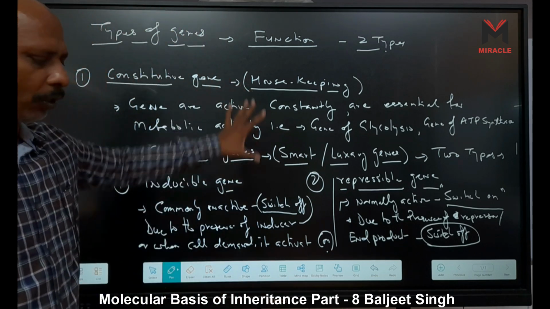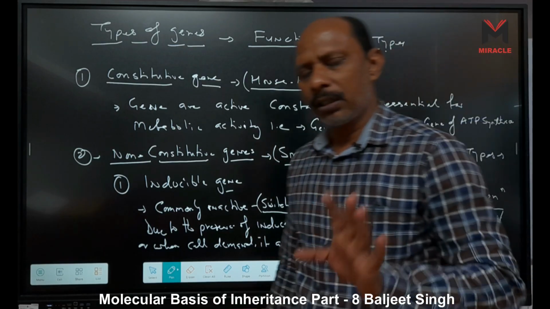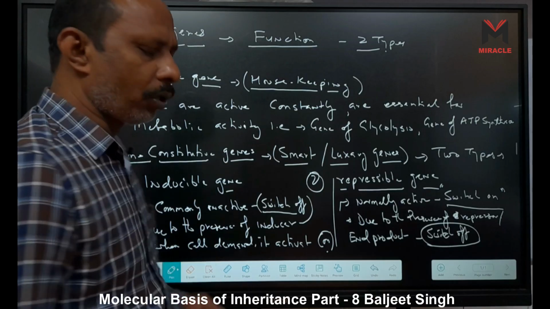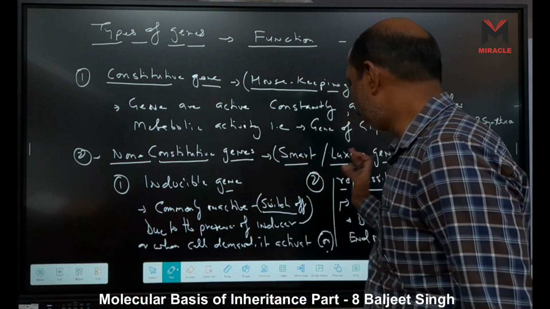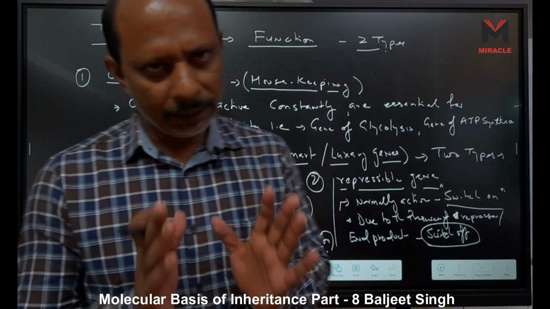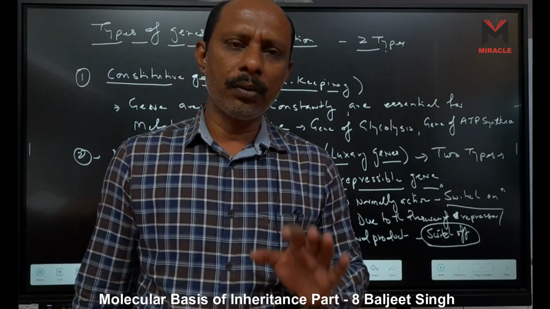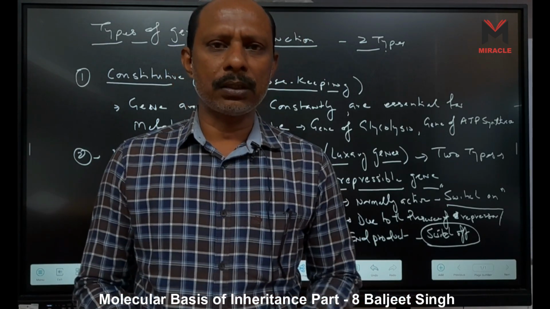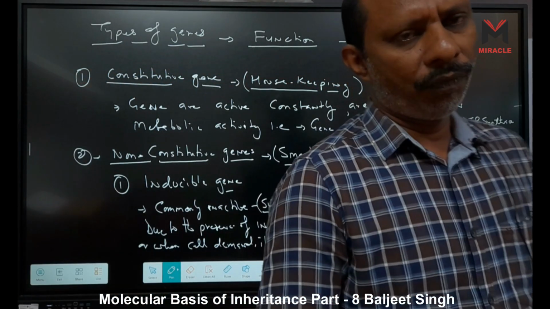So we have two types of genes: constitutive genes or housekeeping genes, which constantly work and never stop, and non-constitutive genes, or smart genes, which we also call luxury genes. So there are two types. One continuously works, another one does not. When the cell demands to stop the working, these genes stop their functioning.